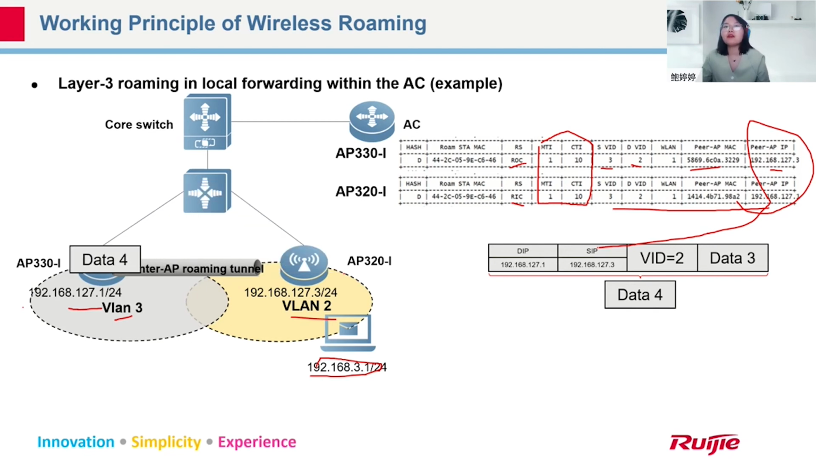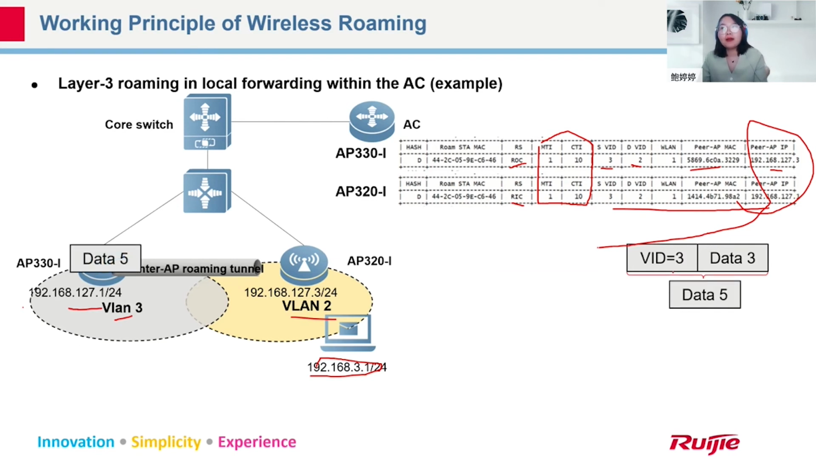Then the message will be forwarded out according to layer 2 information to the AP330. About AP330, I will delete this information, right? And then I will immediately change the VLAN. I receive VLAN 2, I will change the VLAN to become VLAN 3. And later, this is a new message, date 5. I will send the message out to the core switch.